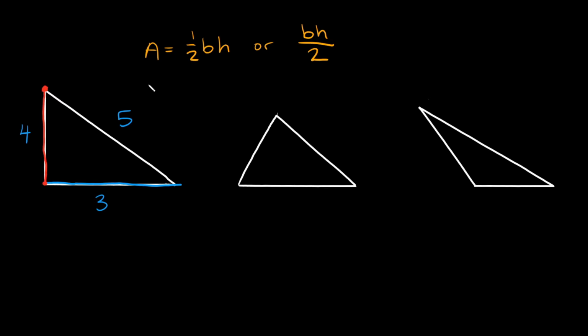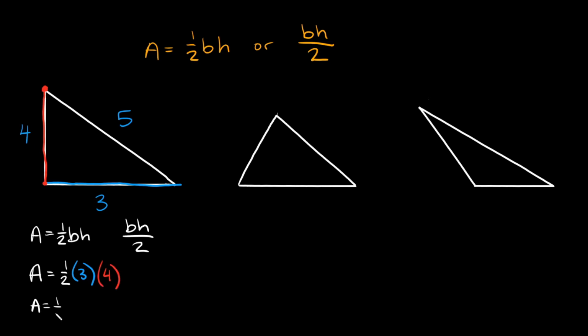So in this example, if we're trying to find the area, again, the area is equal to 1/2 the base times the height, or we could also use the base times the height over 2. So filling in this formula, the area is equal to 1/2, and then the base, again, would be this bottom part right here, so 3, multiplied by the height, which would be 4. Then we get the area is equal to 1/2 times, what's 3 times 4? 12. So what's half of 12? 6.